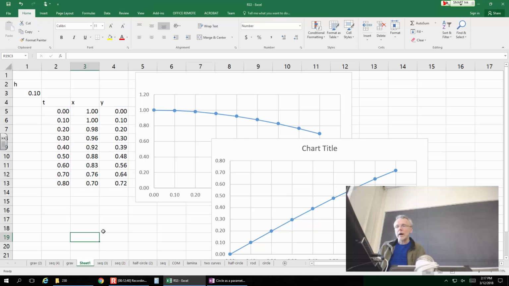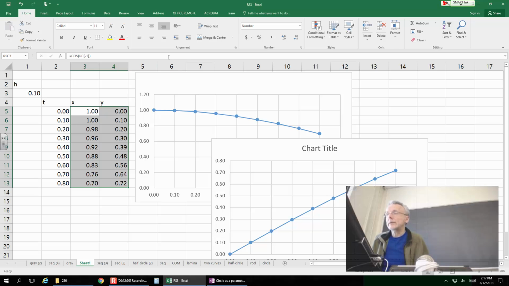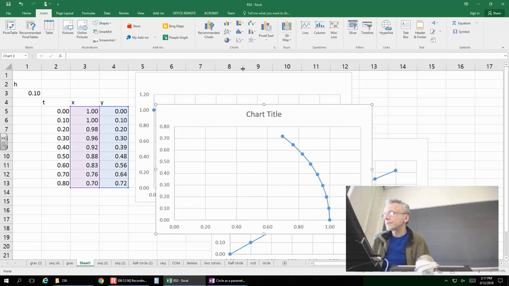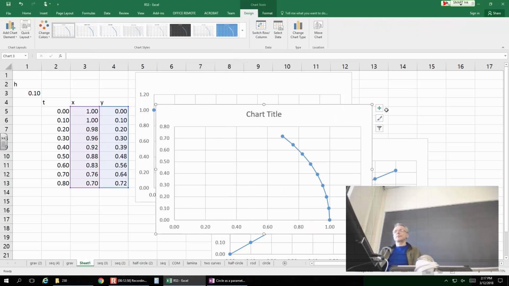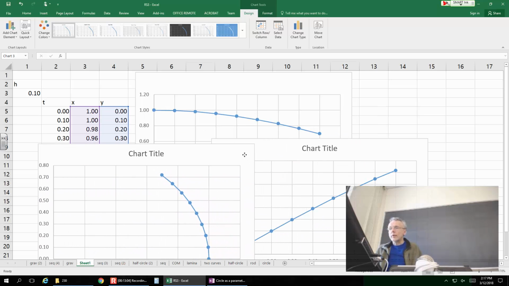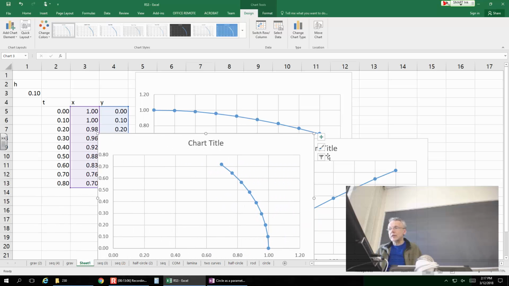Okay, so I do the same. Three variables can be combined pairwise three ways. I did two, so now I do x and y. I highlight x and y, and once again insert a chart, a scatter plot. Okay, so then what we're looking at right now is a piece of the circle.